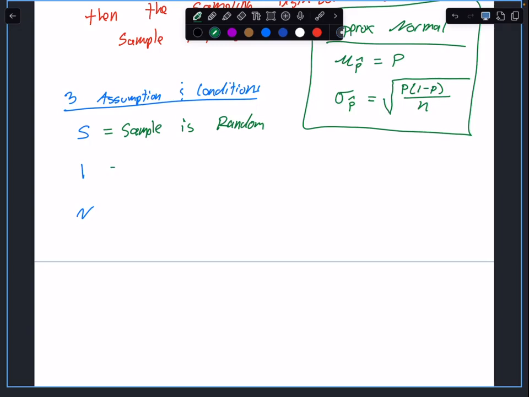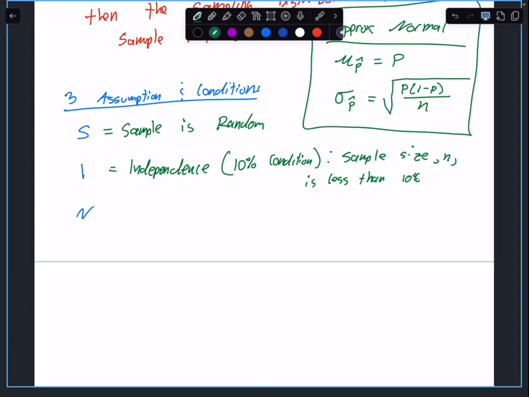The second one is independence, or what is called the 10% condition. It's usually the 10% condition that we do, which says that the sample size n is less than 10% of the population. Now, this one is a little bit interesting. Inside your activity, you'll see why this is important.